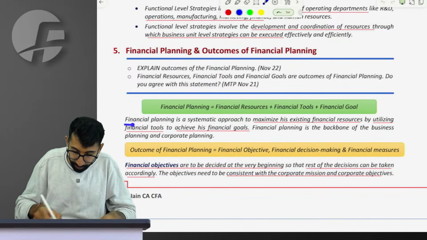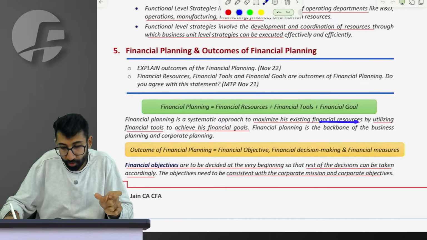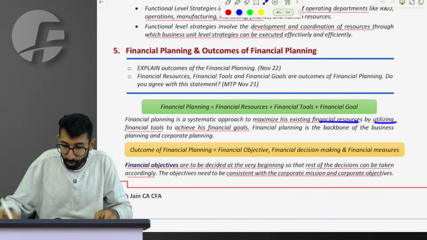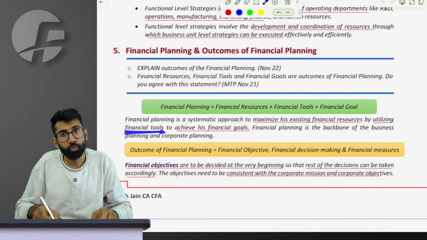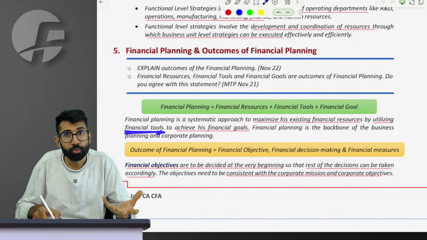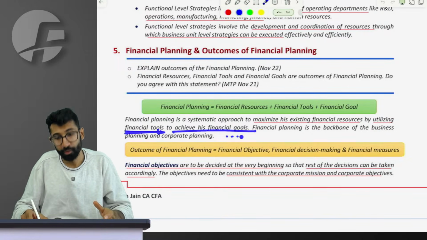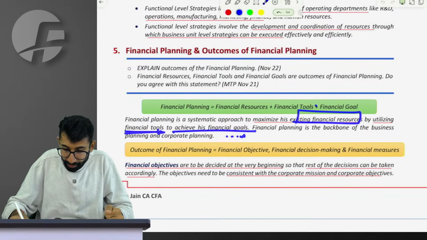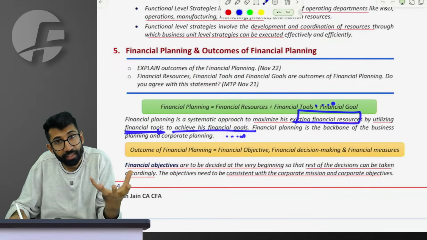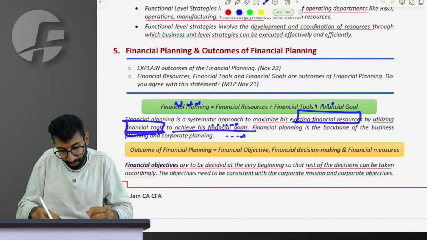Financial planning is a systematic approach to maximize existing financial resources. You maximize the available resources by utilizing financial tools. There are tools available to figure out whether to invest, whether to borrow or not. Different tools and techniques are available to achieve the financial goal. What was the financial goal? For example, wealth creation. If the financial goal is to increase the financial resources available, then automatically this goal is achieved. For that, using the financial tool is financial planning.